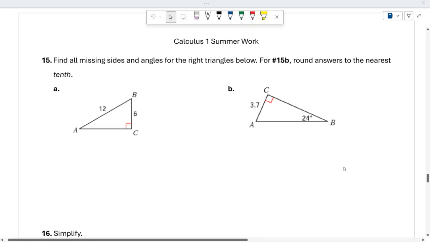In this video, we're going to be taking a look at question number 15. The directions for 15 say, find all missing sides and angles for the right triangles below. For 15b, round answers to the nearest tenth. So the implication there is that for 15a, our answers should be exact.